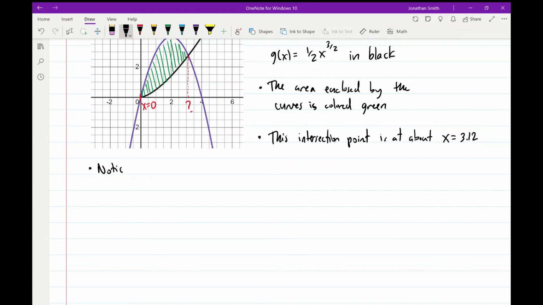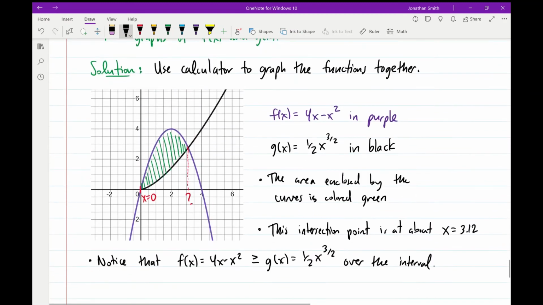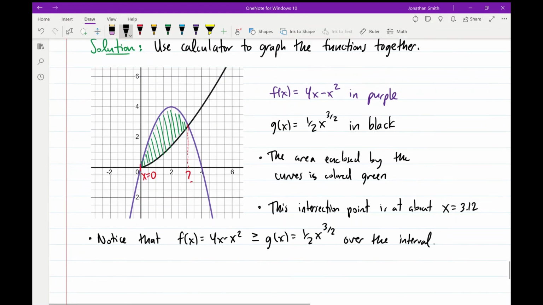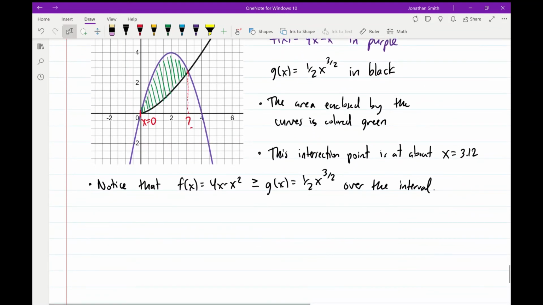And now notice that the function f of x equals 4x minus x squared, the purple function, is bigger than the function g of x equals 1/2 times x to the 3/2 over the interval that we're looking at. I'm just looking at the graph of both of these functions and noticing that the purple graph is always above the black graph for the interval that we're looking at here. So now we can use the box and the result that we have in there to give us the area.